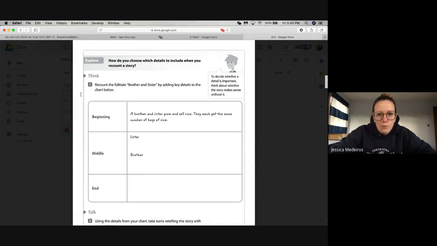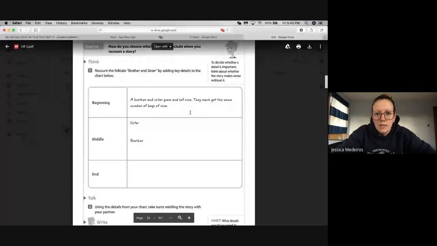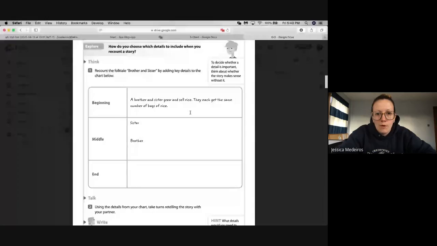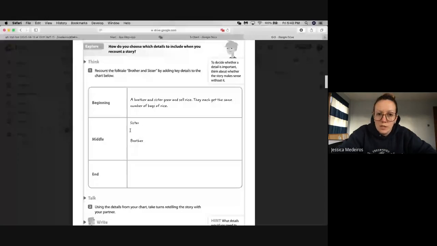Recount the folktale Brother and Sister by adding key details to the chart below. The first one is done for you. In the beginning, a brother and sister grow and sell rice. They each get the same number of bags of rice. Now, think about what happened in the middle of the story. Right now, take a minute to write down what the sister did in the middle of the story, and write down what the brother did in the middle of the story.